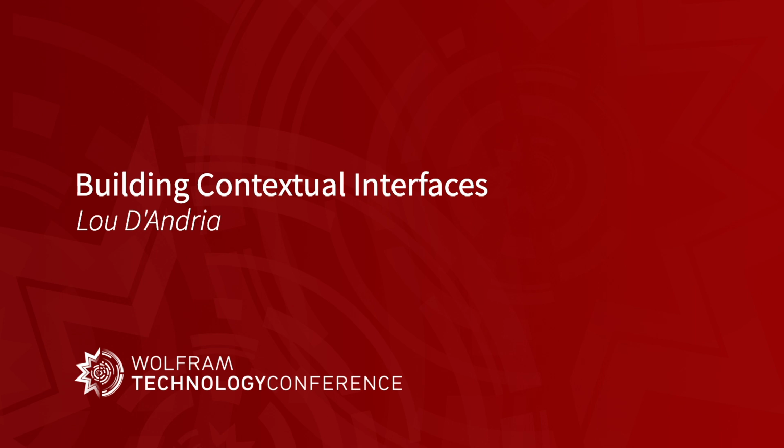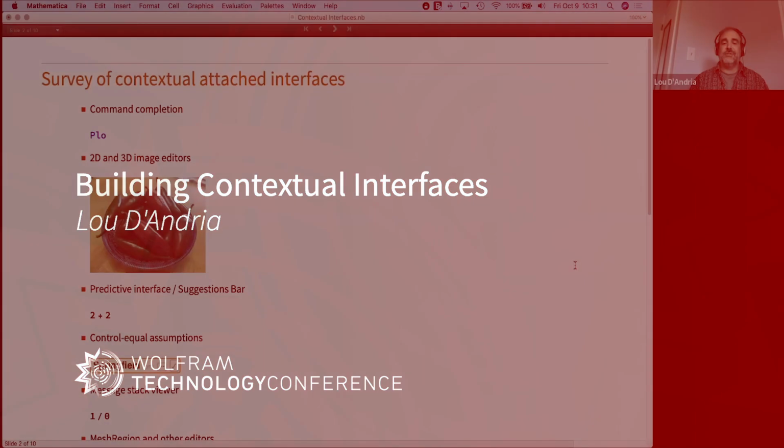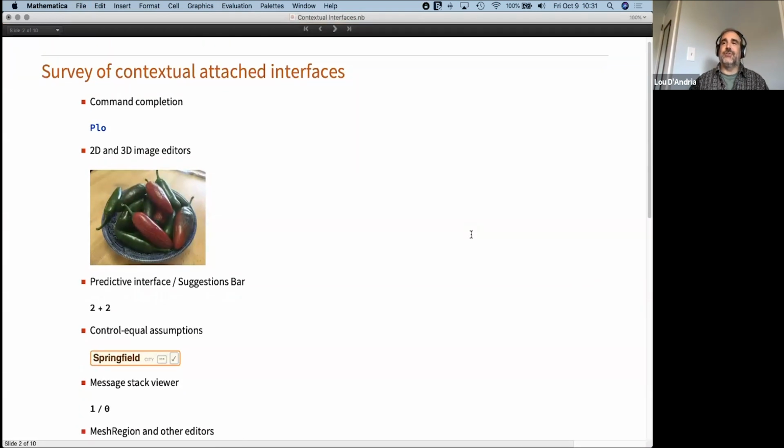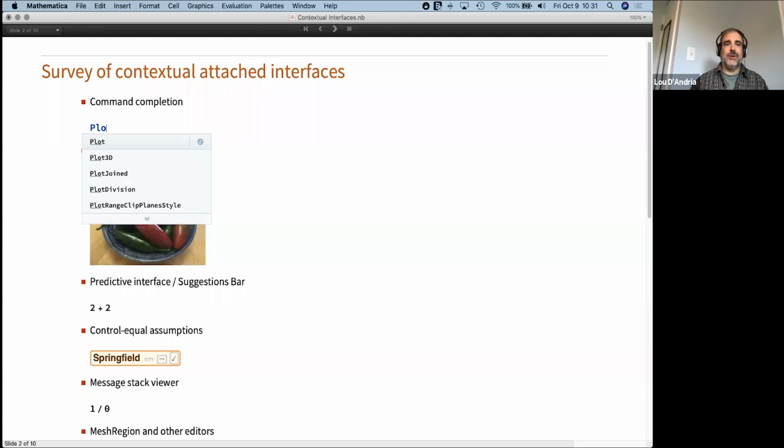I'm an interface developer at Wolfram Research, and today I'm going to talk to you about building contextual interfaces. If you were at John Foltz's State of the Front End talk earlier today, you've seen some of what I'm going to show. I'm going to talk about contextual interfaces that you have seen already in our product for some number of years. In fact, for the last decade or so, I think 8 years, we've been showing various kinds of attached interfaces. So I'm going to survey some of them here.